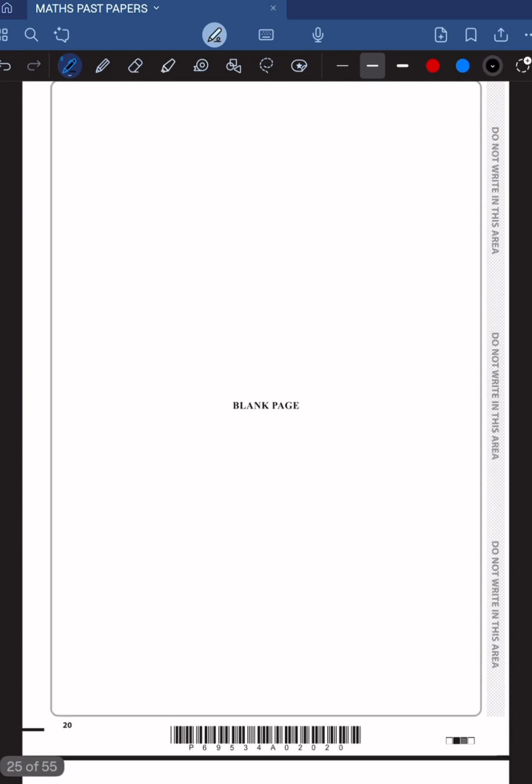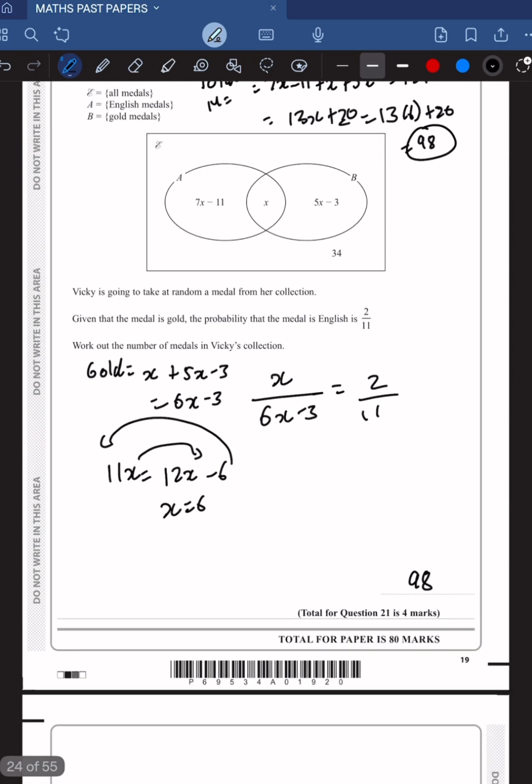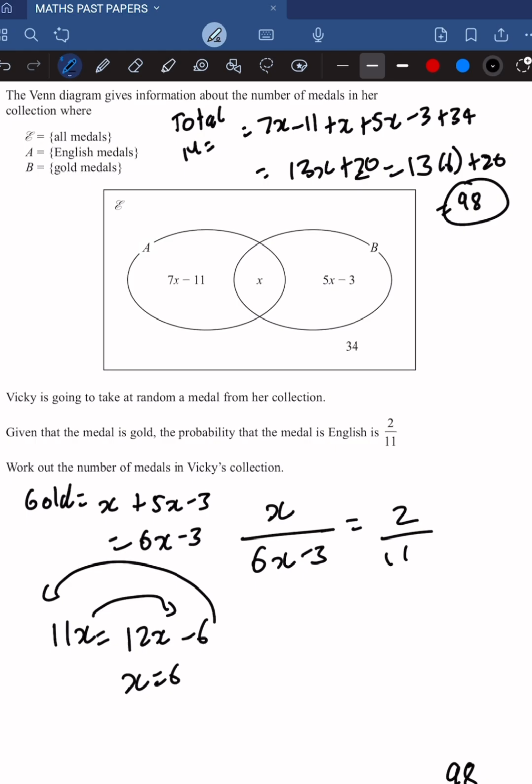And I think, yeah, there we have it. So that's the full paper 2 done, November 2023, paper 2 calculator. Even though most of the time I did not use a calculator, but still.